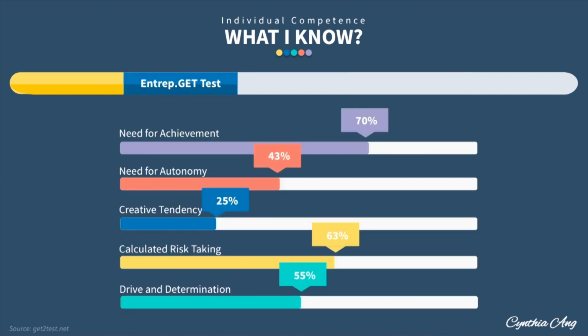Well, for this GET test, since I'm a reflector, I'm quite confident in taking risks after careful thought and calculations. Besides, I also have a high score in need for achievement, drive, and determination. And these 3 characteristics indicate that I'm result-oriented and a hard worker. However, I need to improve my creativity and independency since I'm used to working in a group.